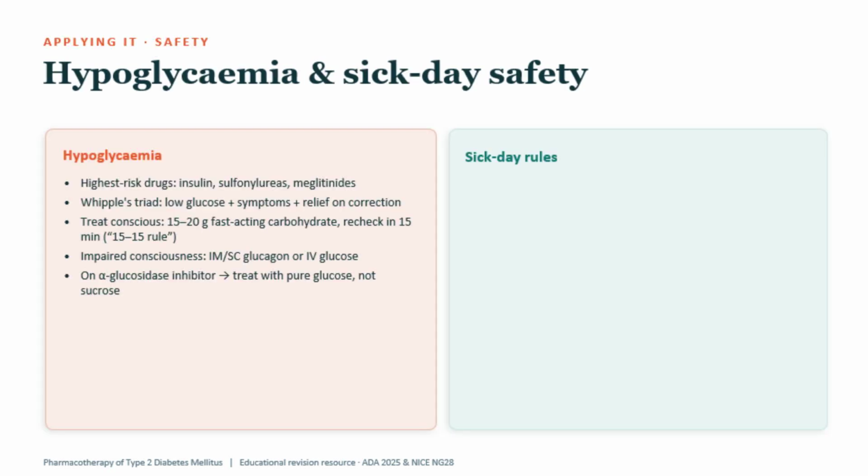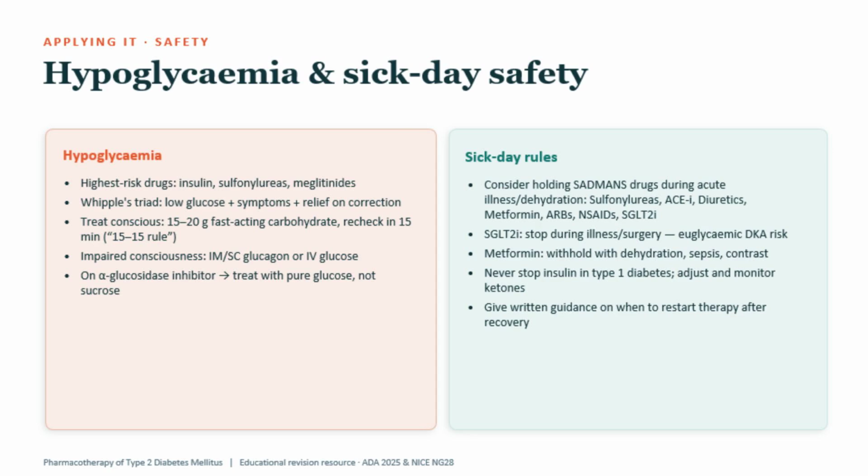Safety chapter, and this is the stuff that keeps patients out of the ER. First, hypoglycemia. The high-risk trio: insulin, sulfonylureas, and glinides. Remember Whipple's triad and the 15-15 rule: 15 grams of fast carbs, recheck in 15 minutes. If they're out of it, glucagon or IV glucose, and that alpha-glucosidase catch again: treat with pure glucose, not sucrose.